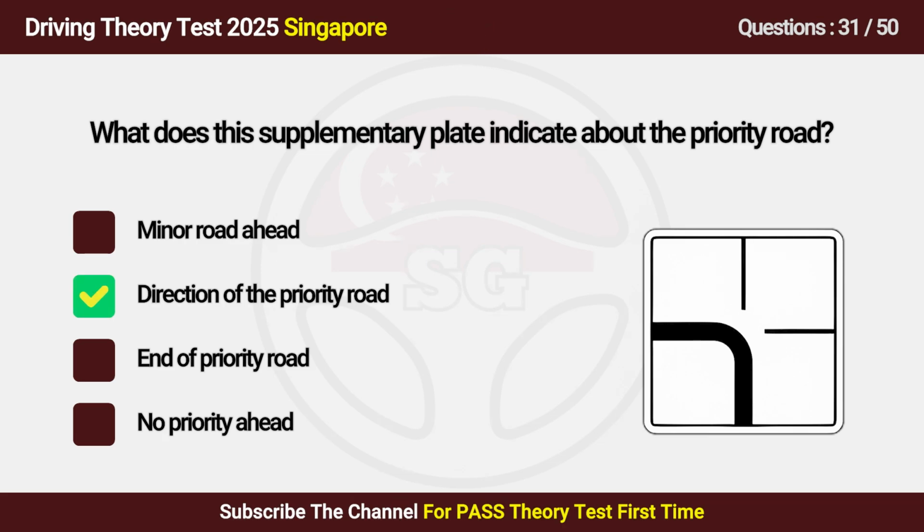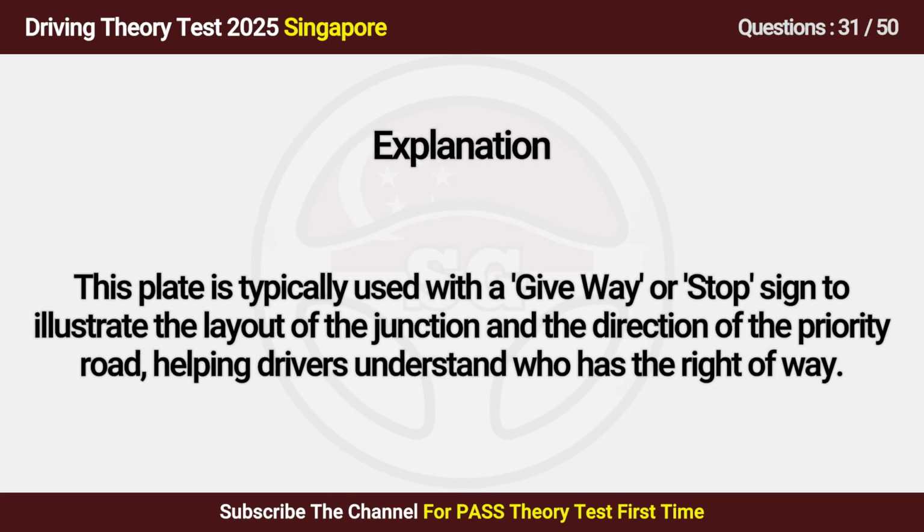Answer is B. Direction of the priority road. This plate is typically used with a give way or stop sign to illustrate the layout of the junction and the direction of the priority road, helping drivers understand who has the right of way.